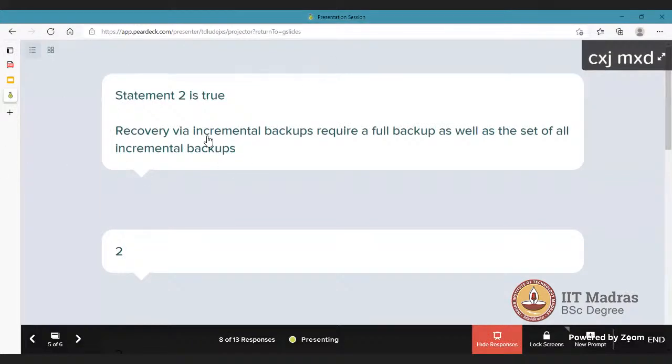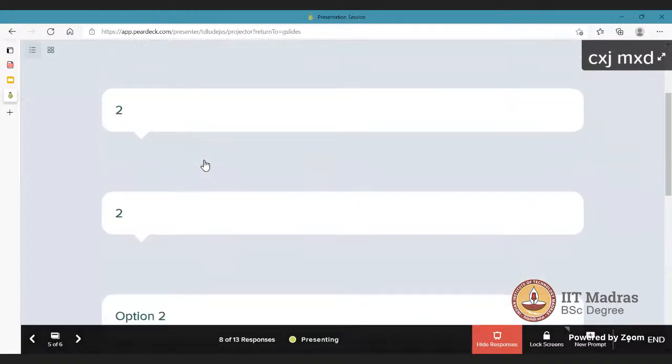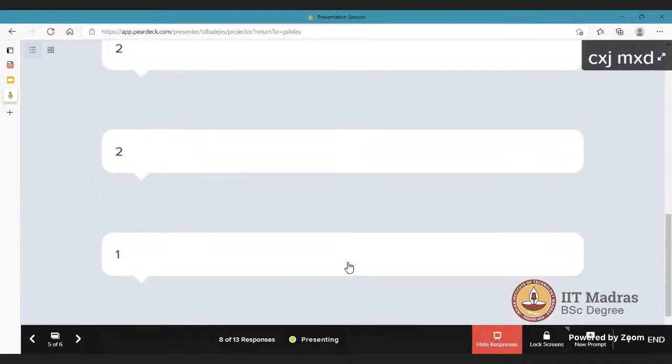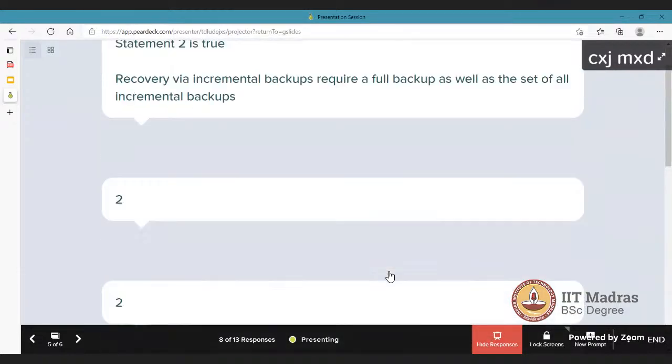Statement 2 is true. Recovery via incremental backup requires a full backup as well as the set of all incremental backups. Why is the number of correct statements 1? And which statement is correct? Can anybody tell? Please unmute yourself.